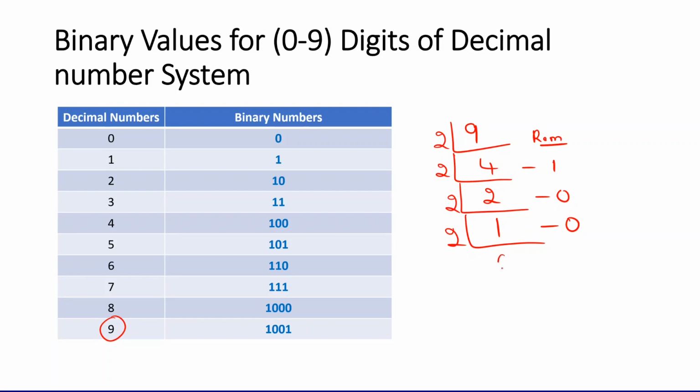1 is less than 2, so the quotient would be 0 and the remainder 1. You have to record the remainder in reverse order to get the binary equivalent. So 1001 is the binary equivalent of the number 9, which is exactly matching. Got it, guys? So this is how you can convert a given decimal number to a binary number.